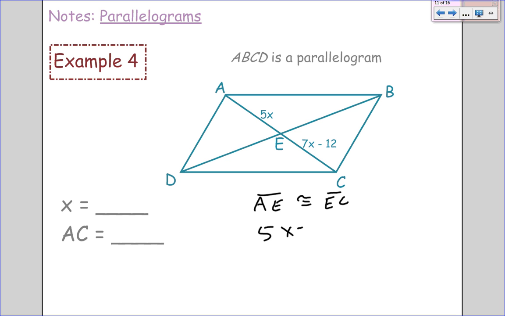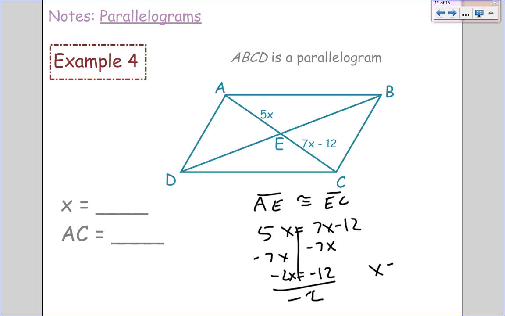So 5x equals 7x minus 12. Well, we subtract 7x. So negative 2x equals negative 12. Divide by negative 2. So x equals 6. Now it wants all of AC. So 5 times 6 is 30. I could check here to see if I get 30. 7 times 6 minus 12. That's 42 minus 12, which equals 30. So 30 plus 30 is 60.